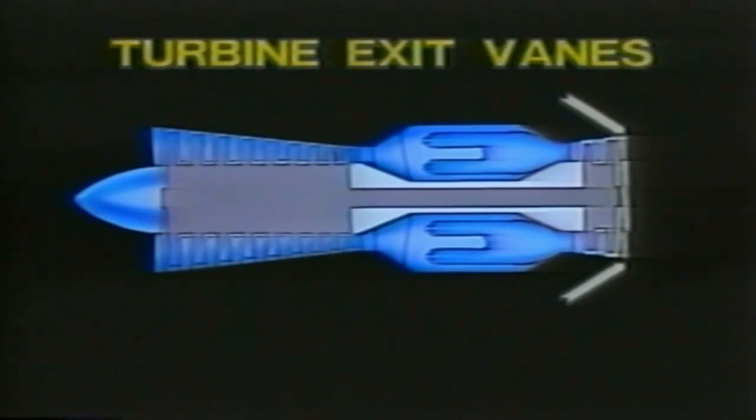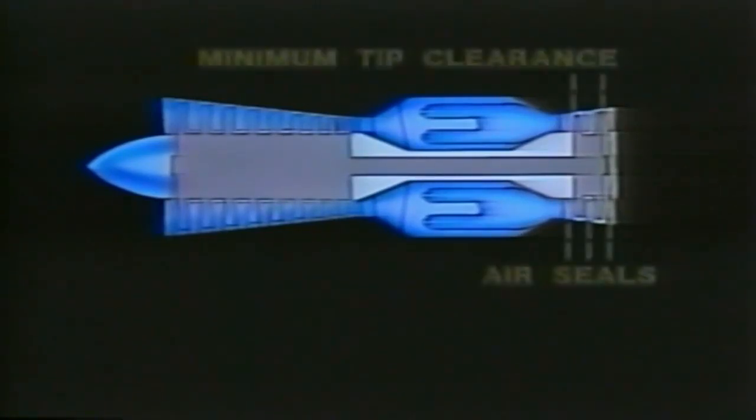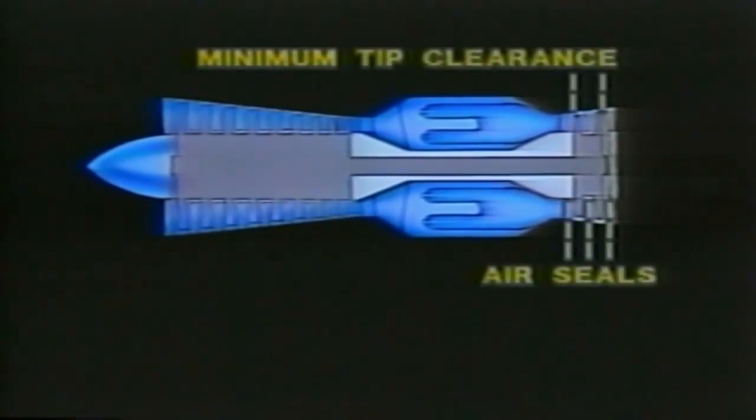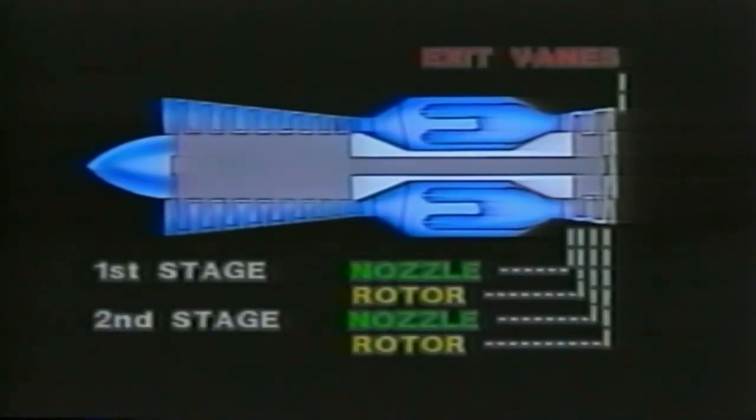Turbine exit vanes straighten the airflow as it passes into the exhaust duct and provide the structure to support the turbine rear hub bearing. And just as in the compressor, you'll find the need here to prevent flow leakage around the tips of the blades and vanes. Special air seals and minimum blade tip clearances are part of the turbine scheme too. Let's take a final look at the turbine by reviewing the stage numbering. First stage nozzle, first stage rotor, second stage nozzle, second stage rotor, and exit vanes.